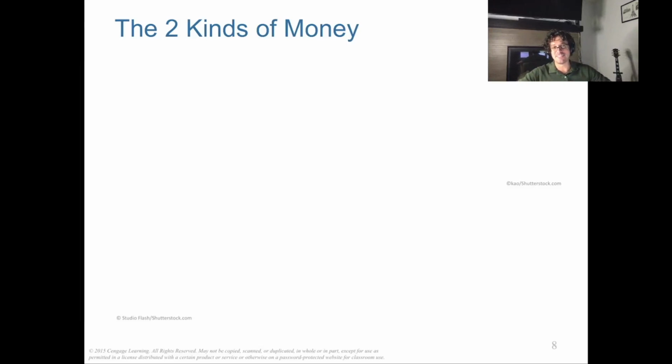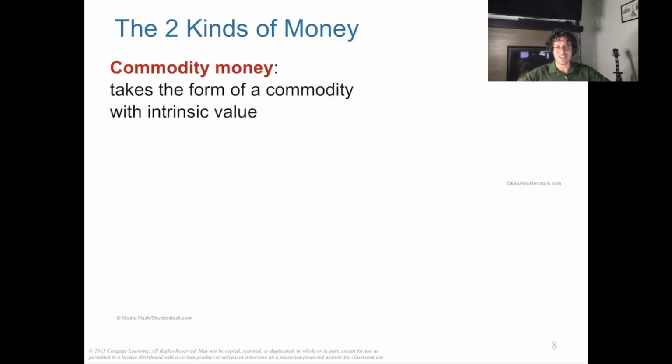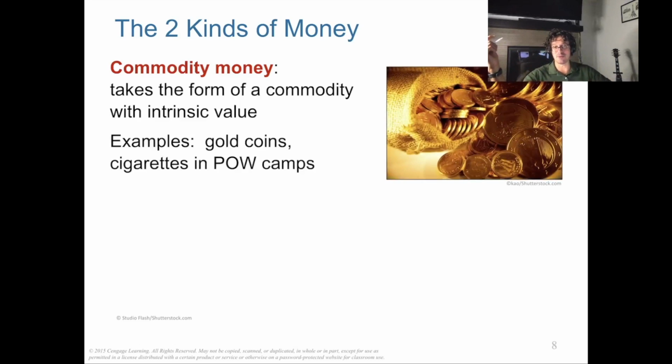Let us now discuss the two kinds of money. On one side, we have commodity money, that is, a type of money that takes the form of a commodity, that therefore has an intrinsic value, which means in terms of scarcity. You can think about these as gold coins or cigarettes in the prison camps. Now, these are types of commodity money that was used in early stages, like in the Roman Empire and so on and so forth.